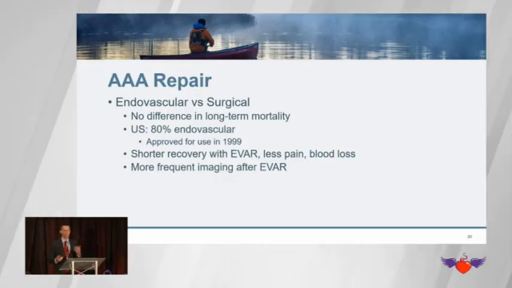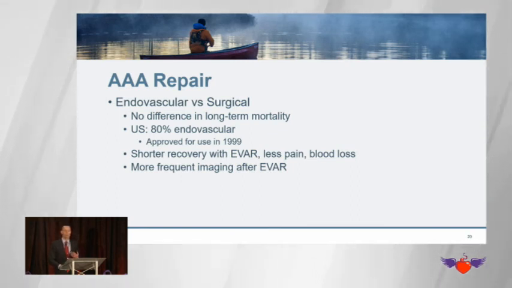So what are the differences between these? If you look at how patients do long-term survival, there's no difference, which is great. In the United States, about 80% of treatments for abdominal aortic aneurysms are done the endovascular route. EVAR was approved for use first in 1999, so a lot younger than surgical repair, but been around for a while. There is, as you can imagine, shorter recovery with the EVAR, less pain, less blood loss.